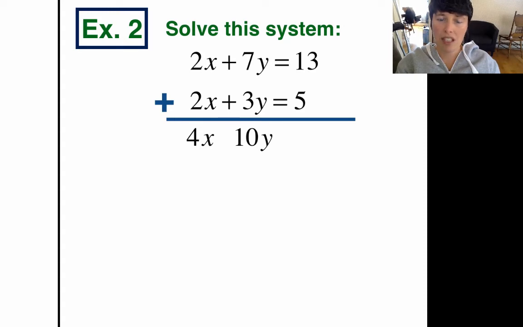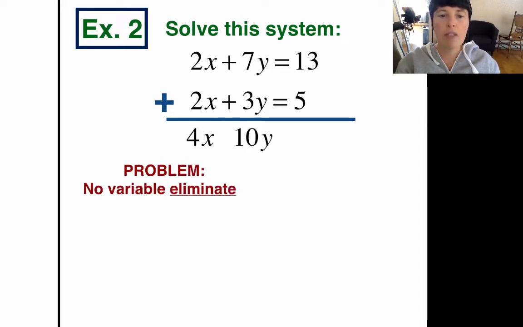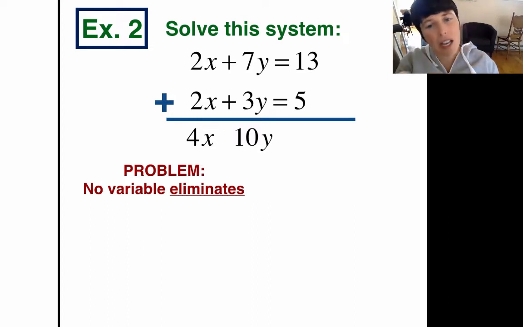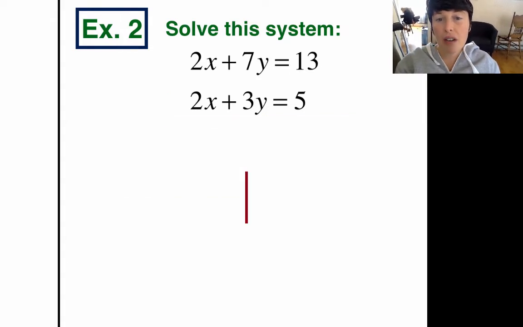Last time when I did this, the y's canceled out. They eliminated and went away to 0. Didn't happen this time. I still have an x and a y, which means I can't solve this problem. This is an issue. I'm going to write that down. The problem is no variable eliminates. No variable goes away. We want either the x to disappear or the y to disappear, and that didn't happen. So I'm going to fix this problem. I have a new idea.